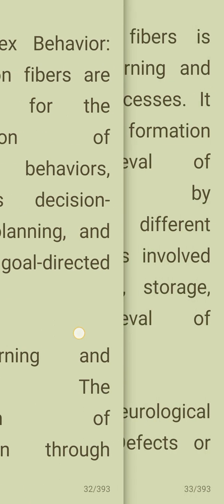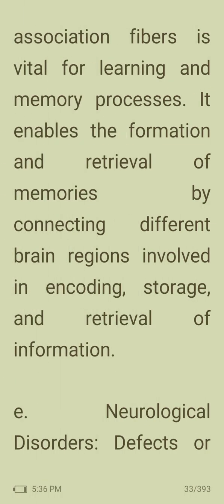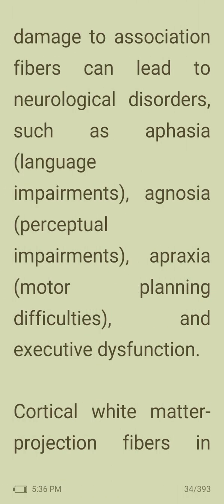The integration of information through association fibers is vital for learning and memory processes. It enables the formation and retrieval of memories by connecting different brain regions involved in encoding, storage, and retrieval of information. Then, neurological disorders. Defects or damage to association fibers can lead to neurological disorders such as aphasia or language impairments, agnosia, perceptual impairments, apraxia, motor planning difficulties, and executive dysfunction.